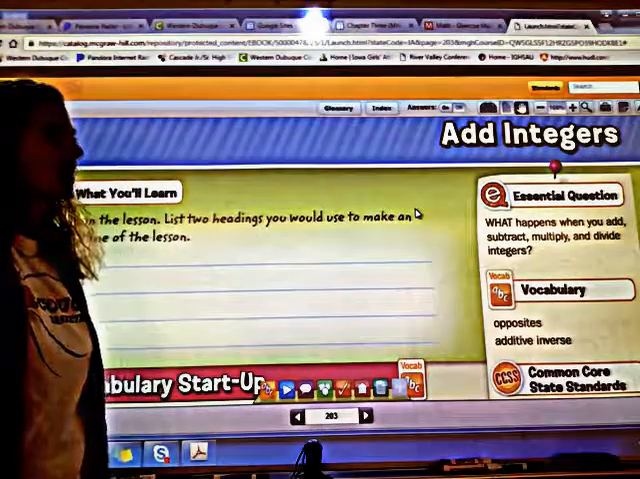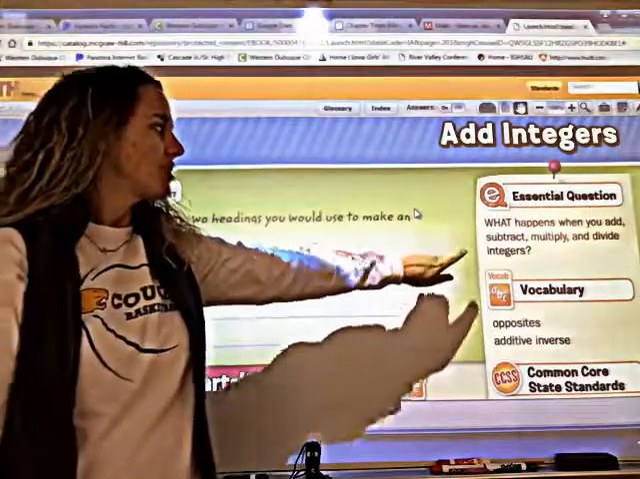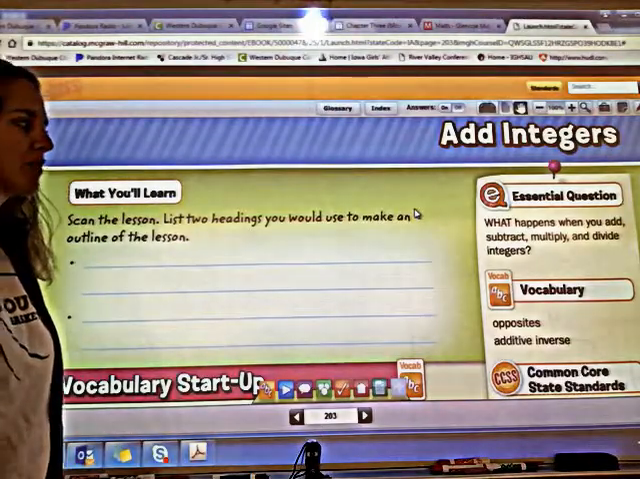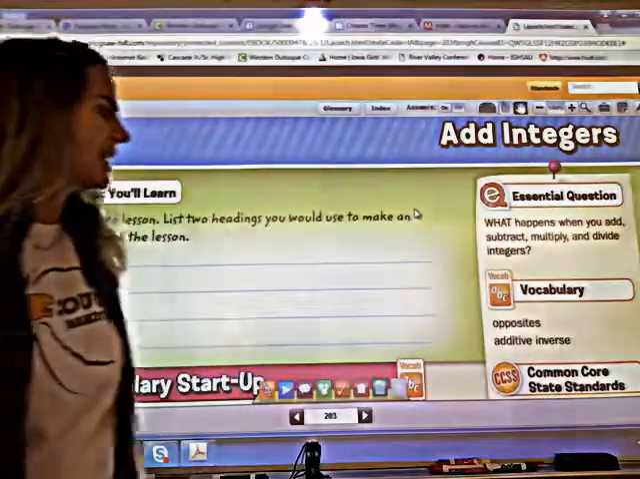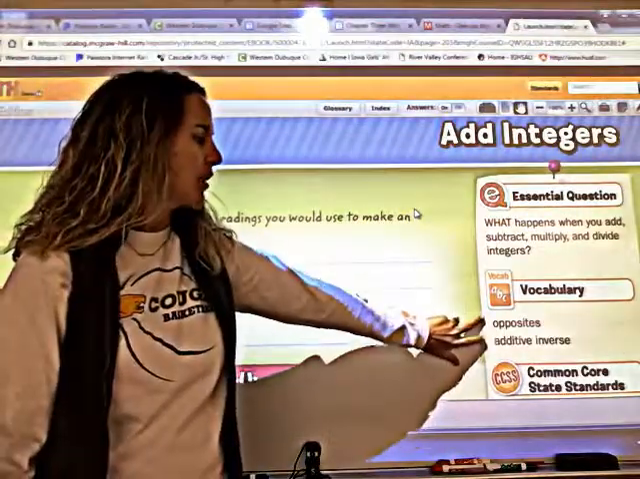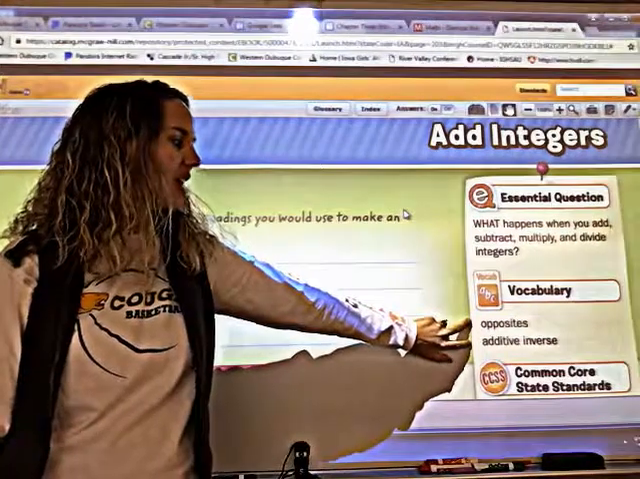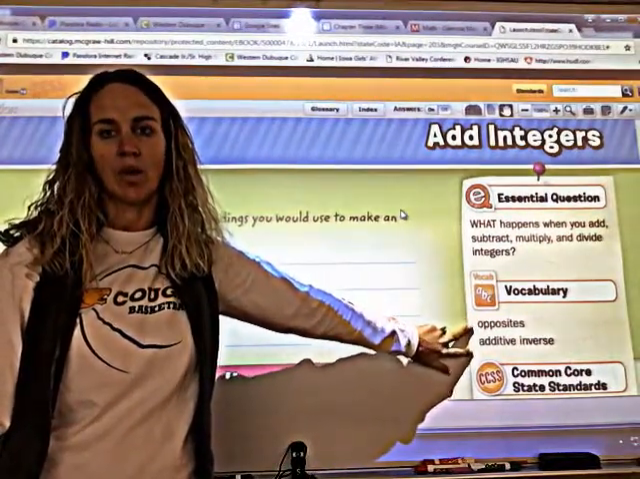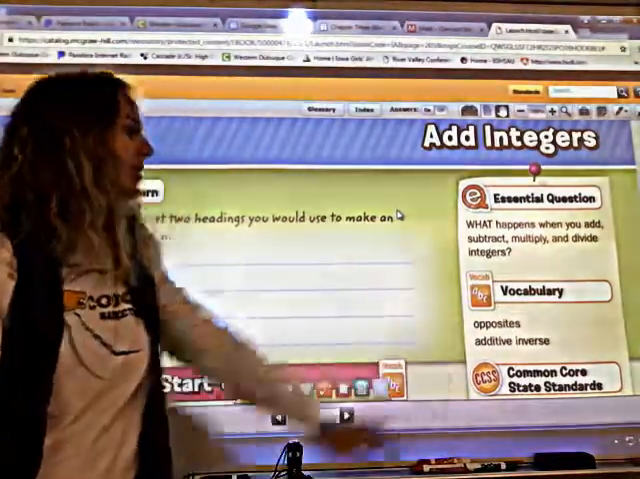Today we are going to begin Chapter 3, Lesson 2, Adding Integers. Again, our essential question that we are focusing on for Chapter 3 is what happens when you add, subtract, multiply, and divide integers. Today our focus is going to be on adding integers. Two vocab words that we want to pay special attention to today are the words opposites and additive inverse. So please note at the end of the lesson you are going to want to add those two words into your vocab map that you have.